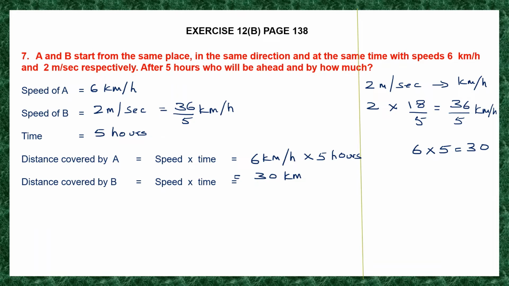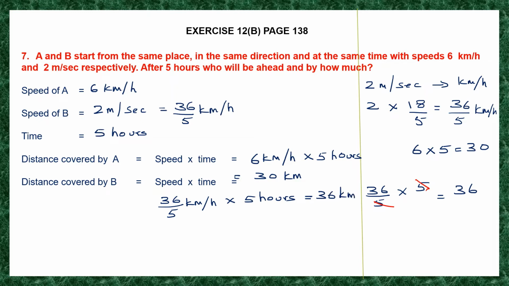Now let's find the distance covered by B. Speed into time, and the speed is 36 by 5 kilometers per hour. We have converted it, isn't it? Now time is 5 hours. So now let's multiply this and see. 36 by 5 into 5. So here we can cancel 5 and 5. So what we have is 36. That means the distance covered by B is 36 kilometers.